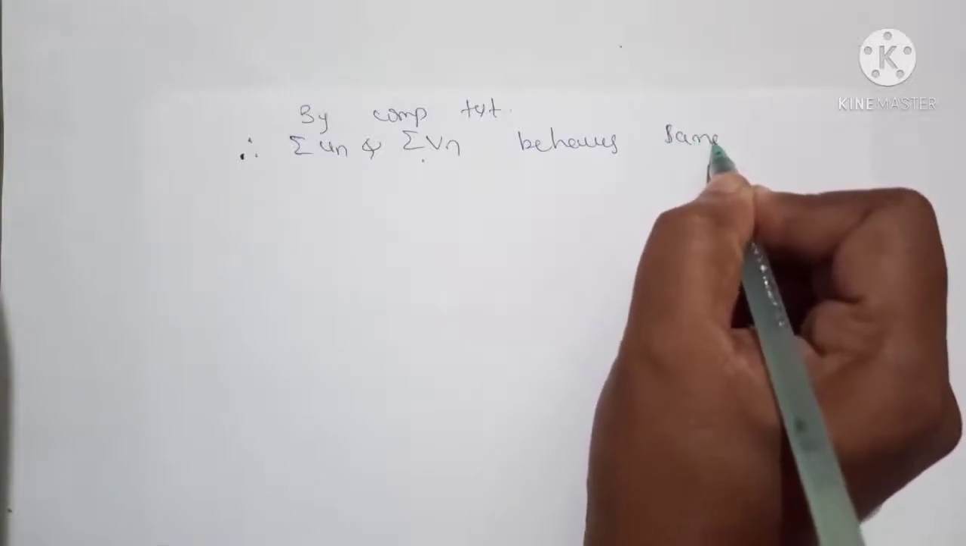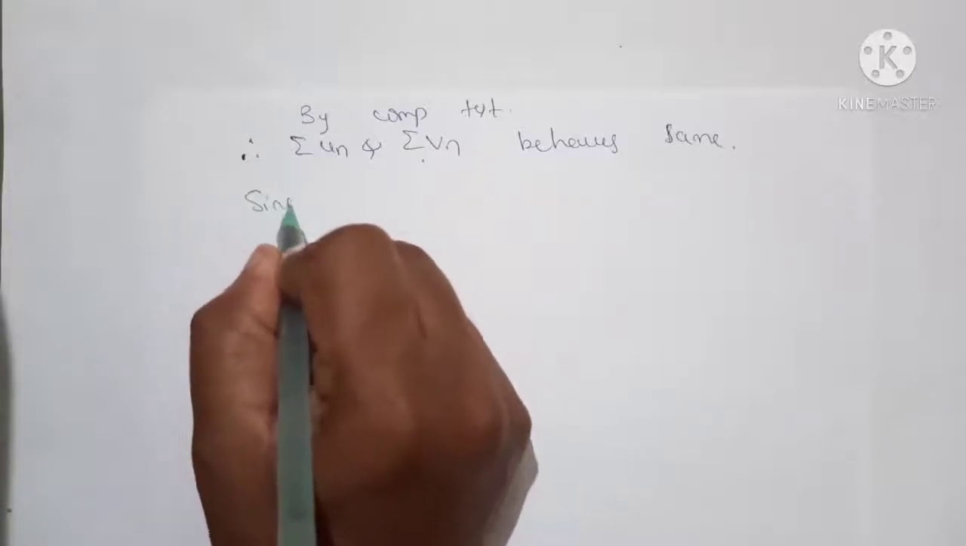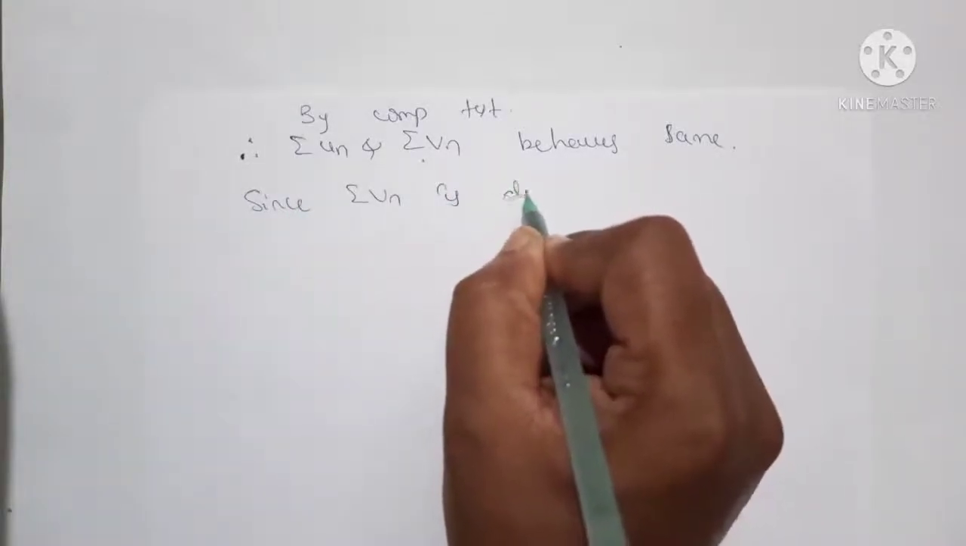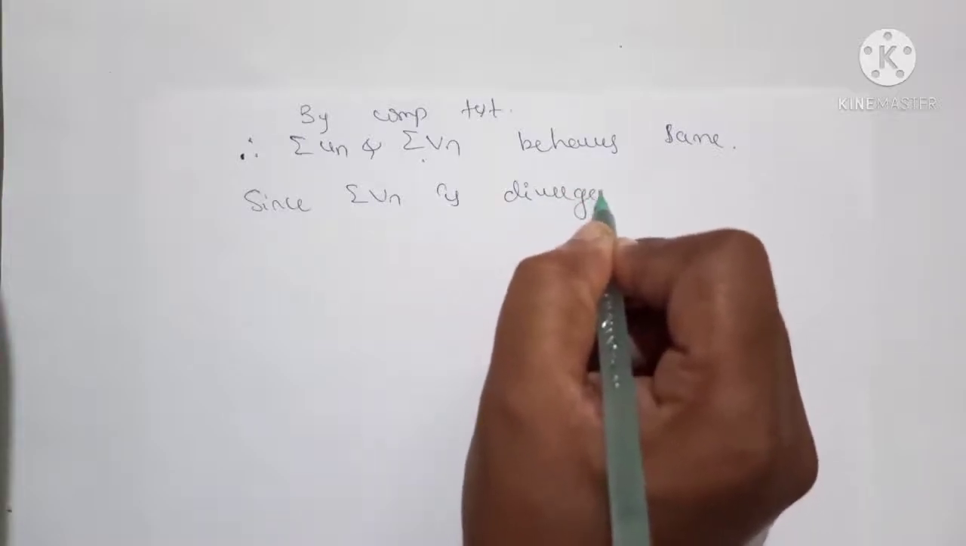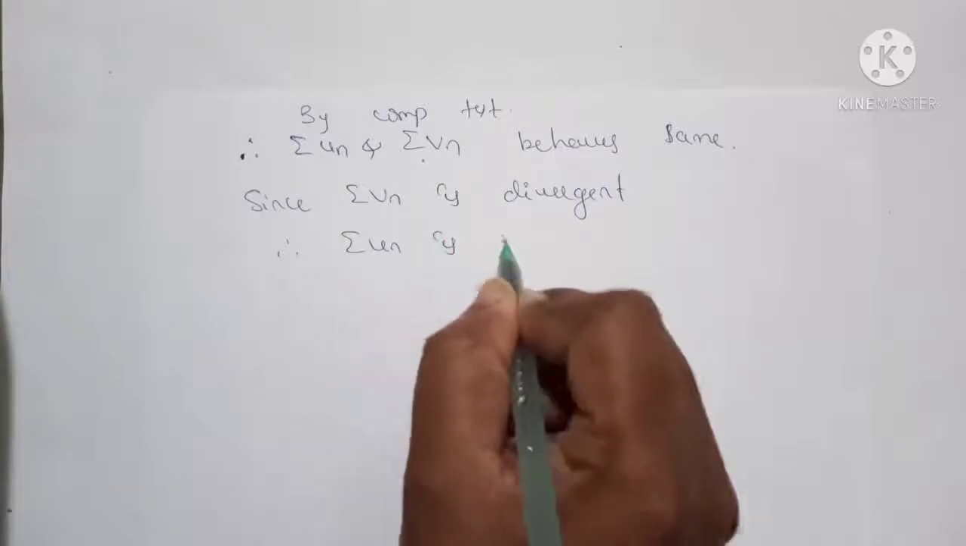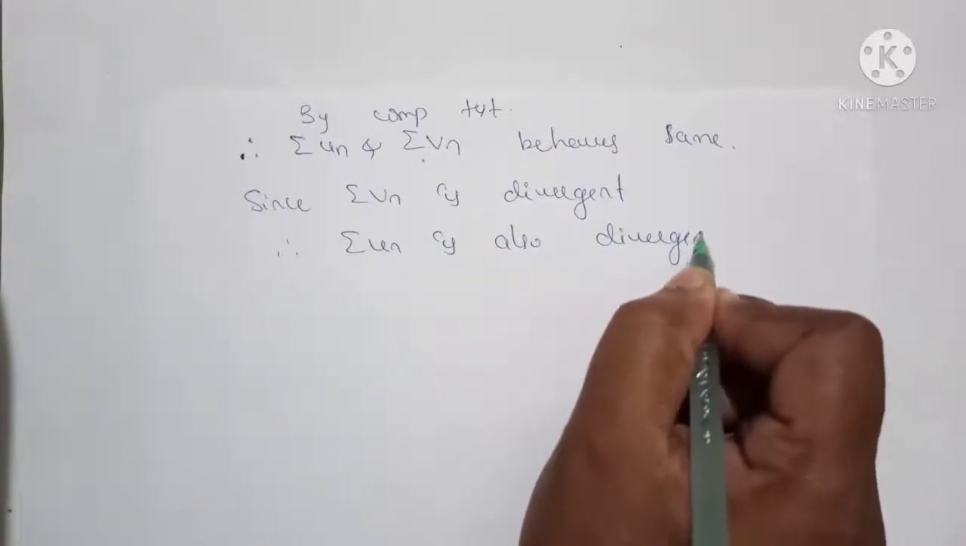Already we have tested this summation Vn series. Since summation Vn is divergent, therefore summation Un is also divergent.